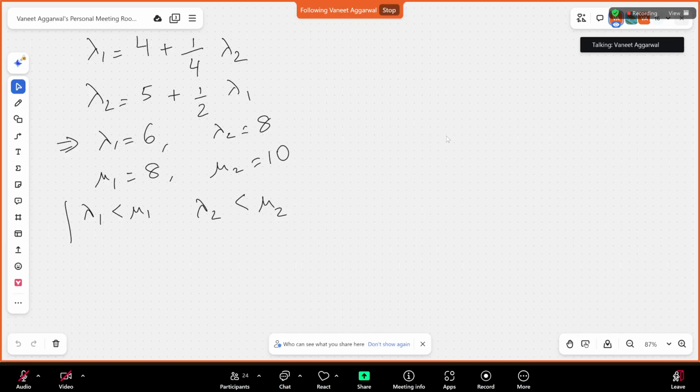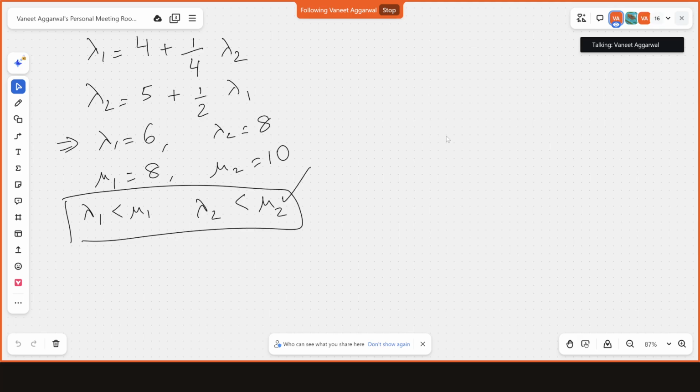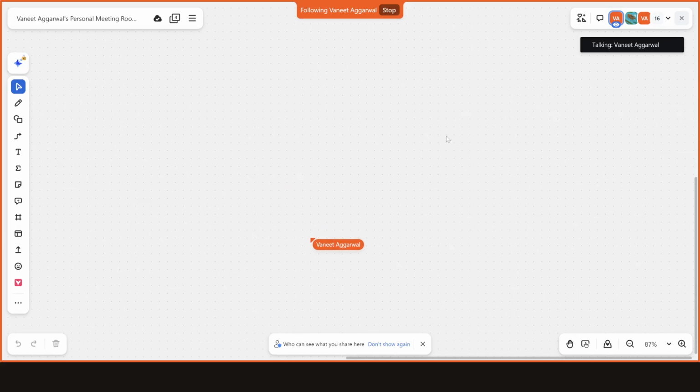Are these conditions satisfied here? 6 is less than 8, 8 is less than 10, so this is correct. Since this is correct, we continue. Okay, so these are the stability conditions. Given that stability conditions are satisfied, we proceed with the formulas for L and W.